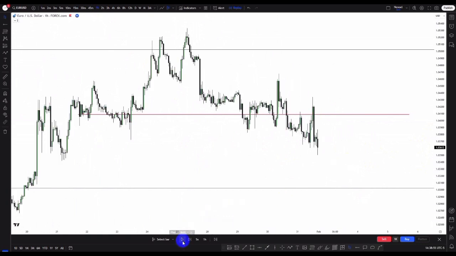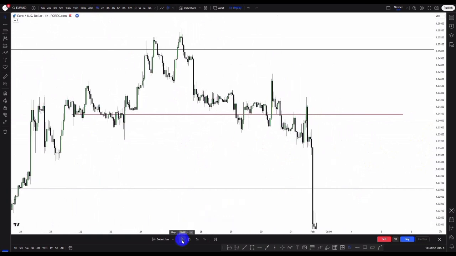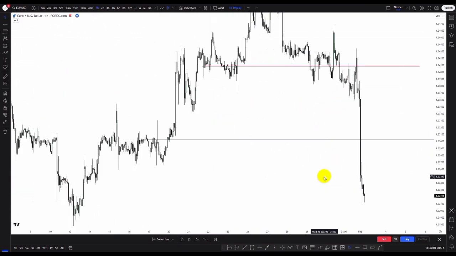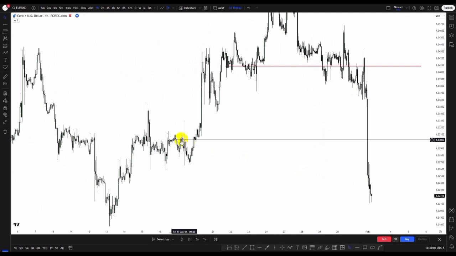So let's play price to see. We can clearly see what happened. This was the bearish impulse that just occurred. And we can clearly see the bearish impulse violated the daily order block, the daily bullish order block. So let's do away with that.